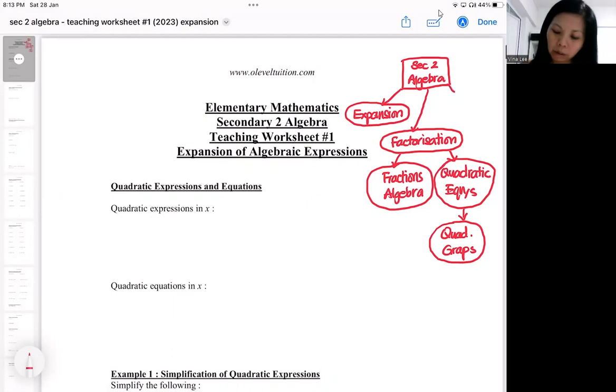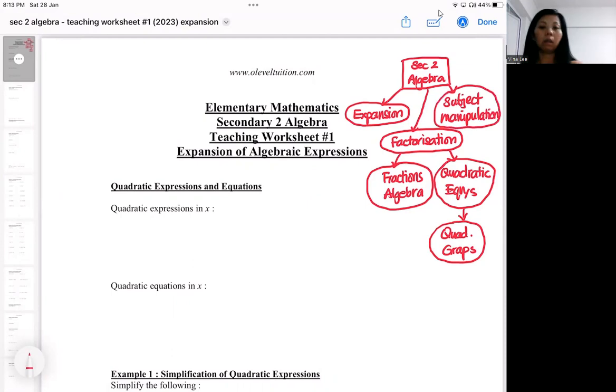Then we also have something called subject manipulation. Subject manipulation is a core topic, you will see it in all the O-level questions. So this is the overall idea for Sec 2 algebra. Out of the whole algebra, factorization will affect fraction algebra and quadratic equations. The expansion is the easiest, so right now, teaching worksheet 1 will focus on expansion.